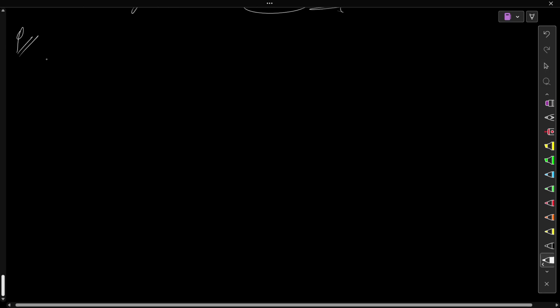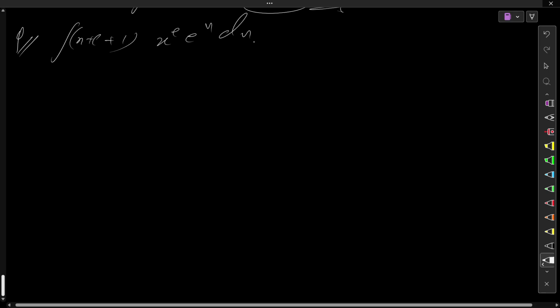So the next question is the integral of (x plus e plus 1) whole to the power x to the power of e, e to the power of x, dx. Now, how can I evaluate this integral? Let us do some observation of how I can do it.